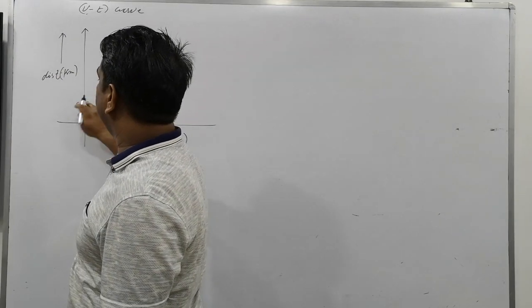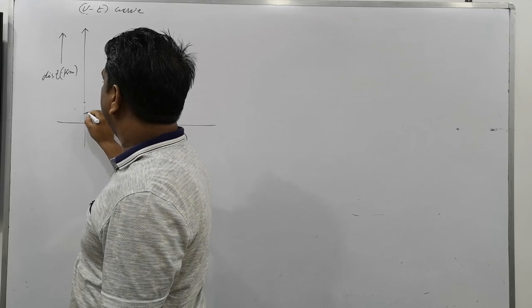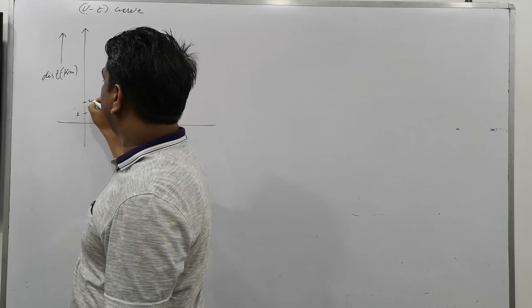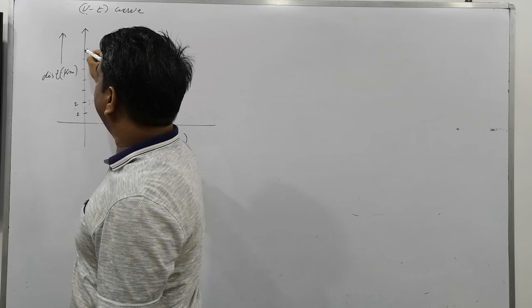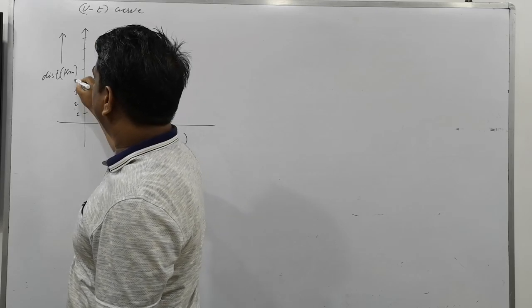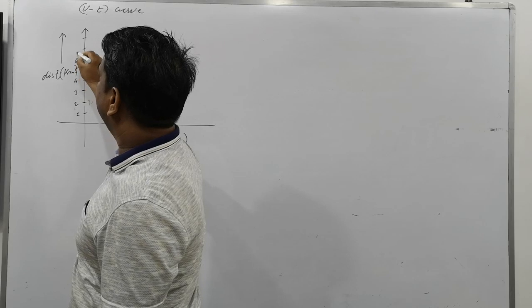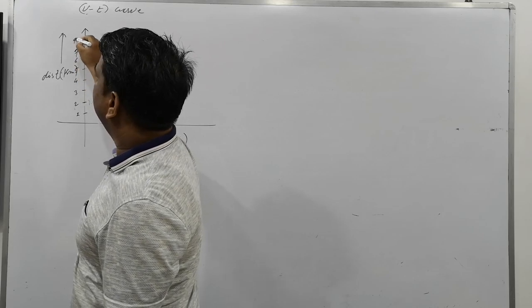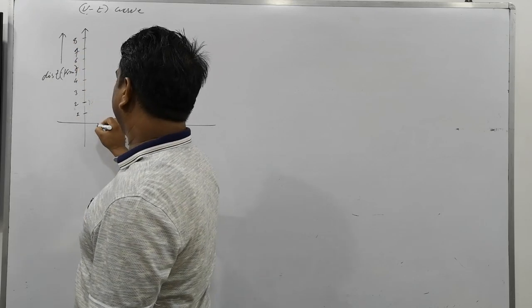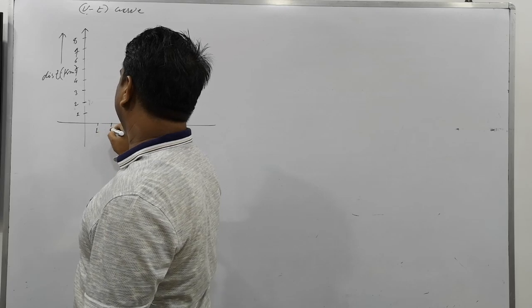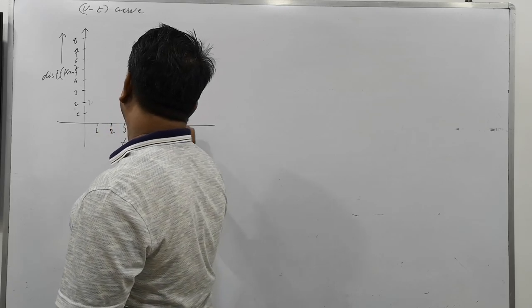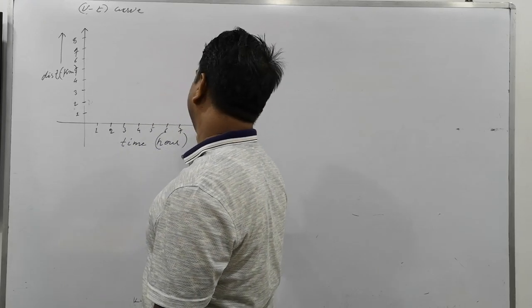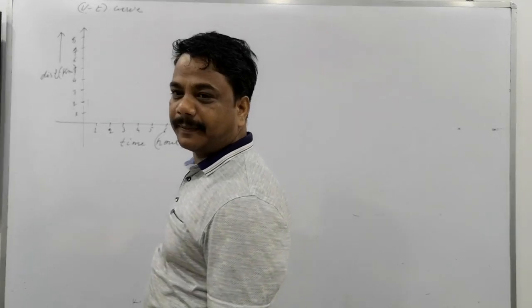I'm representing this: 1 kilometer, 2 kilometer, 3, 4, 5, 6, 7, 8. And here, 1 hour, 2 hour, 3 hour, 4 hour, 5 hour, 6, 7, 8. Is that clear? Look at this please.